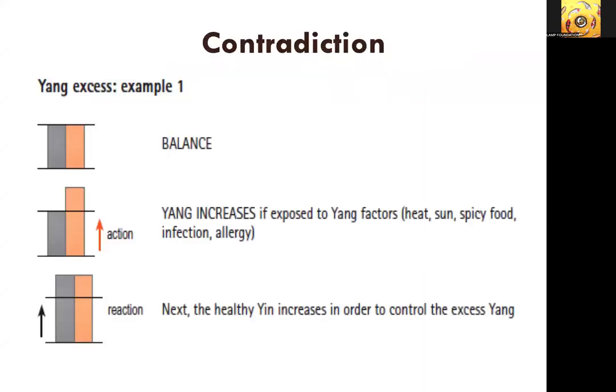So let's go to tower diagrams again. The first one that you see is a balance of the yin and yang. The second tower diagram, this is where you get to see the yang increasing if exposed to yang factors like heat, sun, spicy food, infection, and allergy.